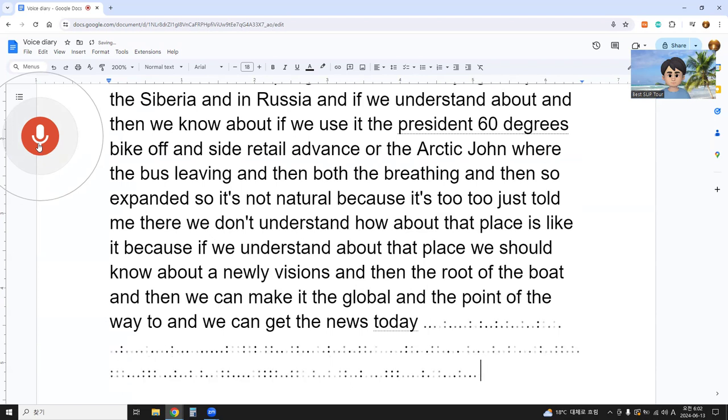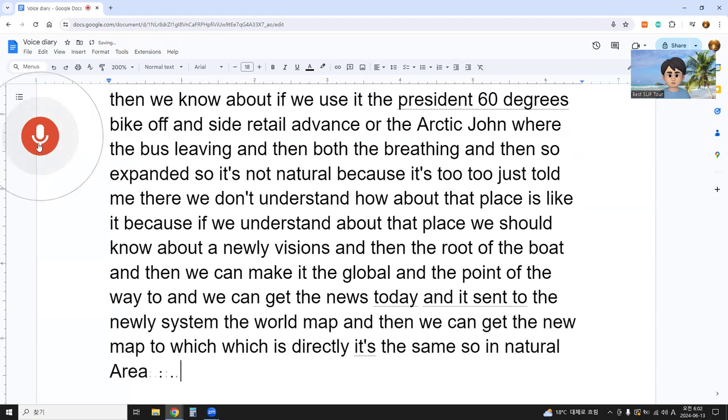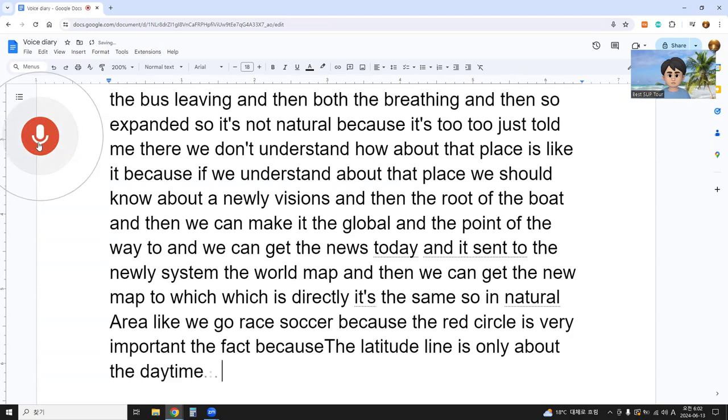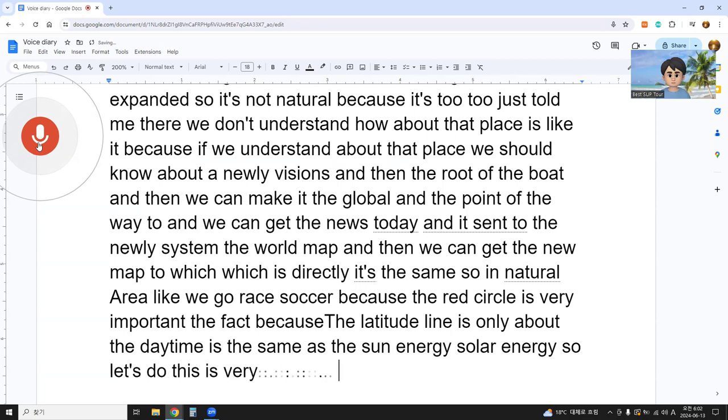So in the natural area, we go by a great circle, because the great circle is very important as the path. When we move from A to B, we use the great circle, not the latitude, because latitude is not the short distance. And the latitude line is only about the daytime, the same as the sun energy, solar energy. So latitude is very important for climate and impact.